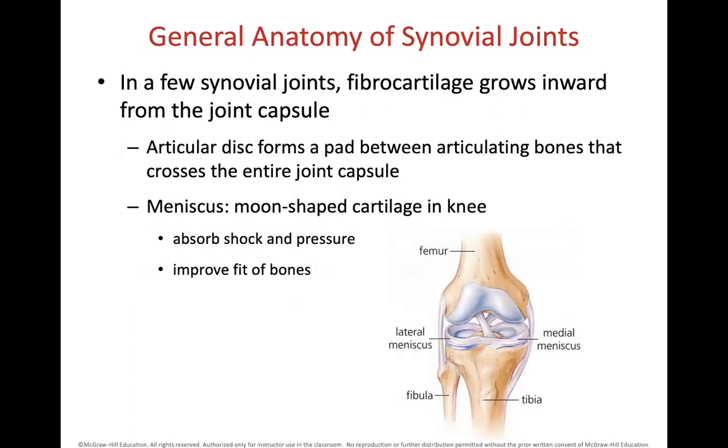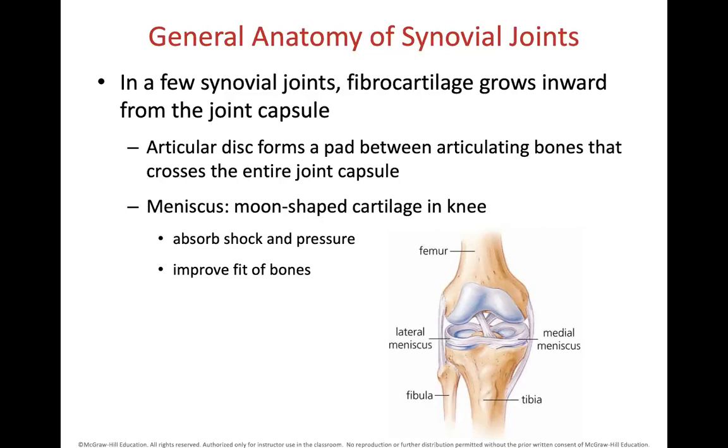In some synovial joints, not all, you have these pieces called articular discs. This is just where fibrocartilage is basically growing in from the outside of the capsule. The menisci in the knee, your knee meniscuses, are a good example of these articular discs. Also the discs between your vertebrae. They typically cross the entire joint capsule, and they have a few different functions.